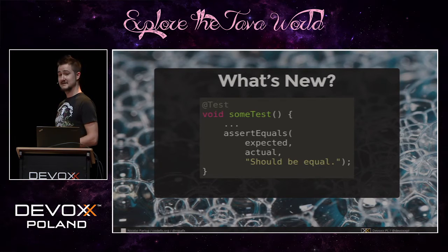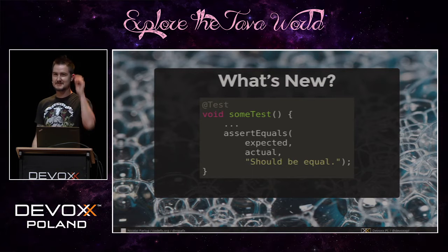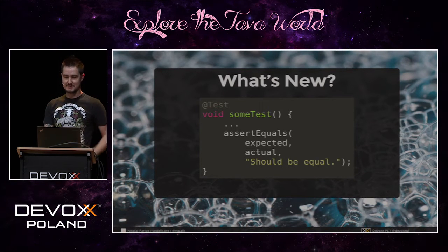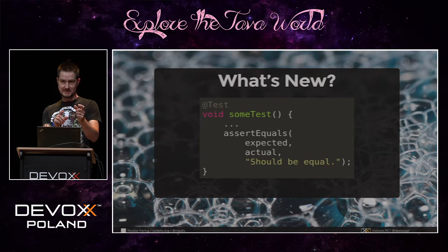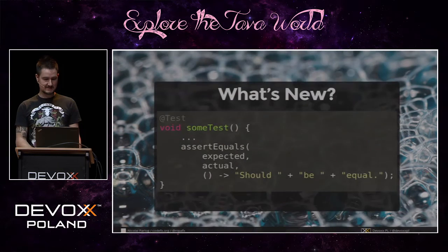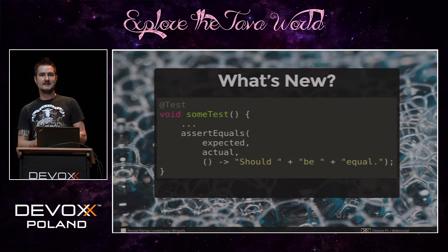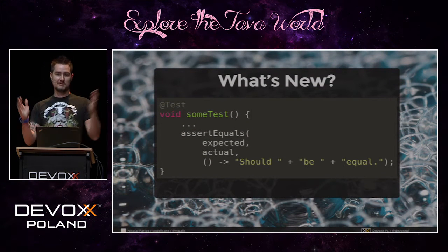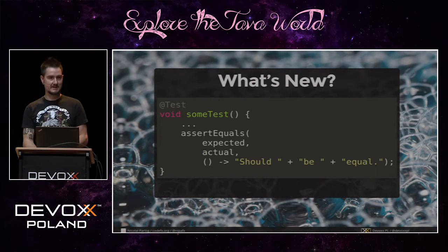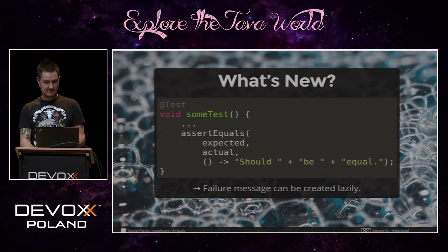What's new here? Yeah, the message is in the back, exactly. I like it. It always bugged me that the message was in the first place, and sometimes I have one, sometimes I don't. So message comes last. And this is obvious, right? Hey, we can use lambdas. So if you have a very expensive message, you don't have to create it every time. You can just delay that until you really need it.